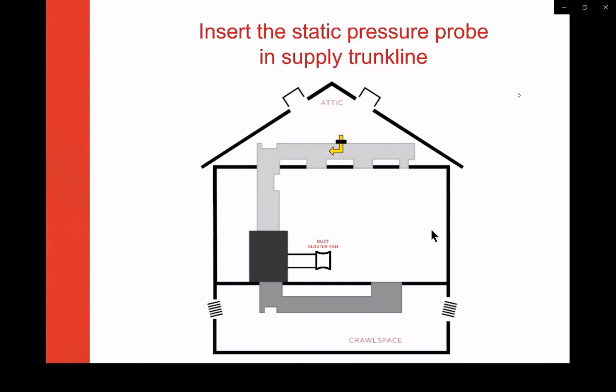Next step is deciding where you're going to measure the duct pressure. You'll insert a static pressure probe into the ductwork, pointing into the direction of the airflow, so the airflow is coming across the point of the static pressure probe. You've got a few options on where to locate that. A good place is right in the supply trunk line.